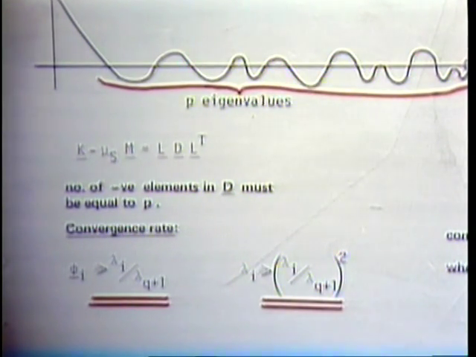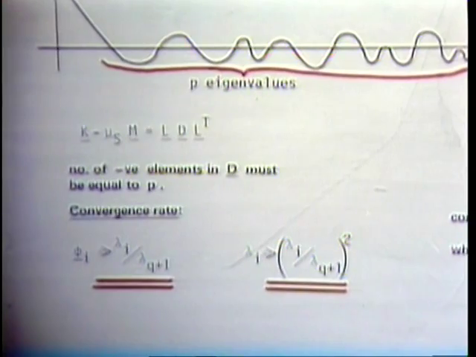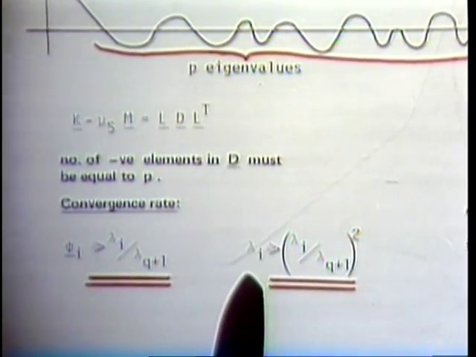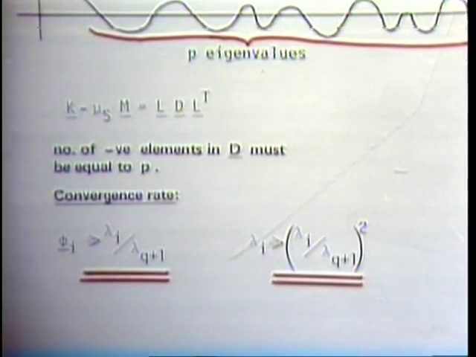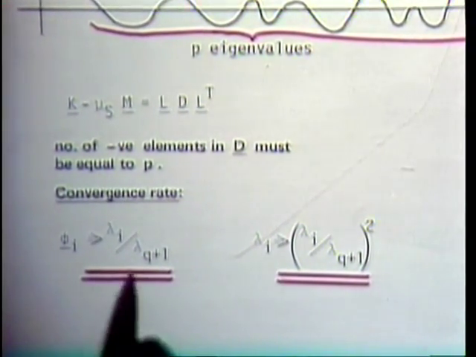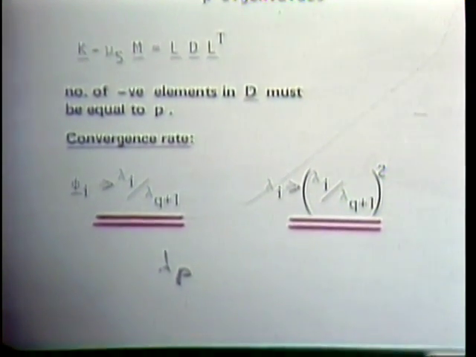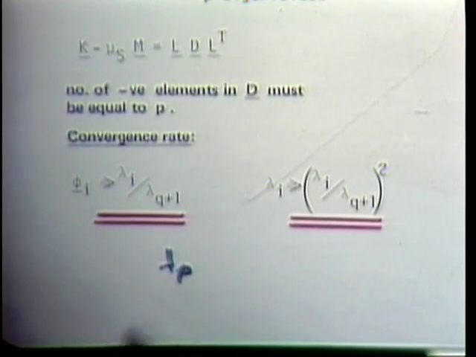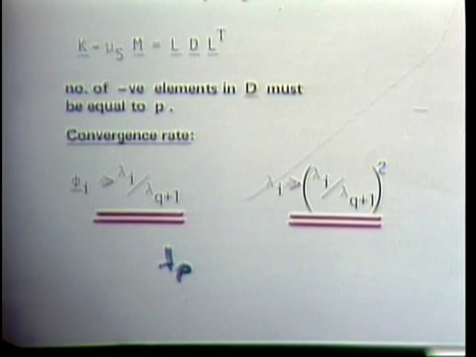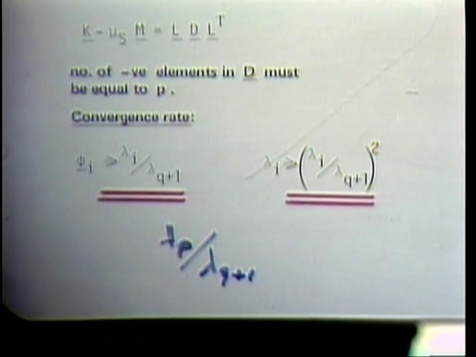The convergence rate of the iteration we find is given by lambda i divided by lambda q plus 1. And the convergence rate to the eigenvalues of interest is just this value squared. Notice that we have here q plus 1. So if we are interested in the p-th eigenvalue as the largest eigenvalue, notice that the convergence rate is lambda p divided by lambda q plus 1.